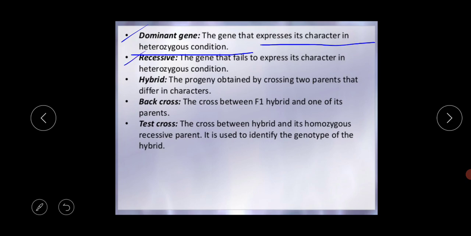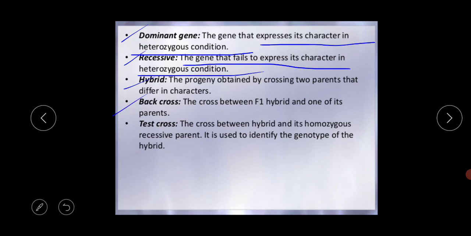Next one is the recessive gene. What is the meaning of the recessive gene? This gene fails to express its character in the heterozygous condition. Okay, next thing is the hybrid. Hybrid means the progeny obtained by crossing two parents that differ in their characteristics. That's called the hybrid, and the procedure is also called hybridization.